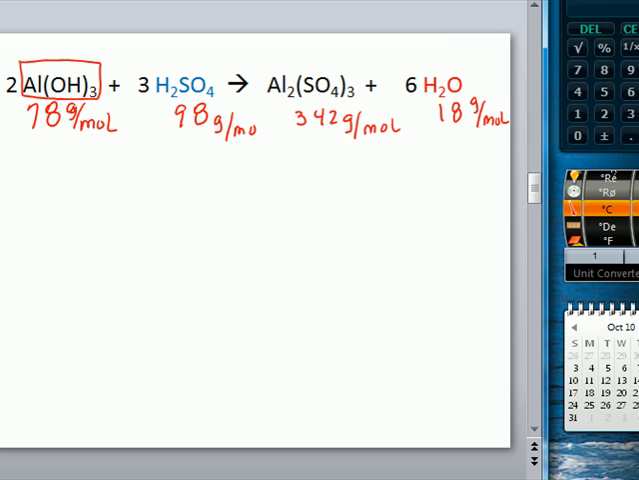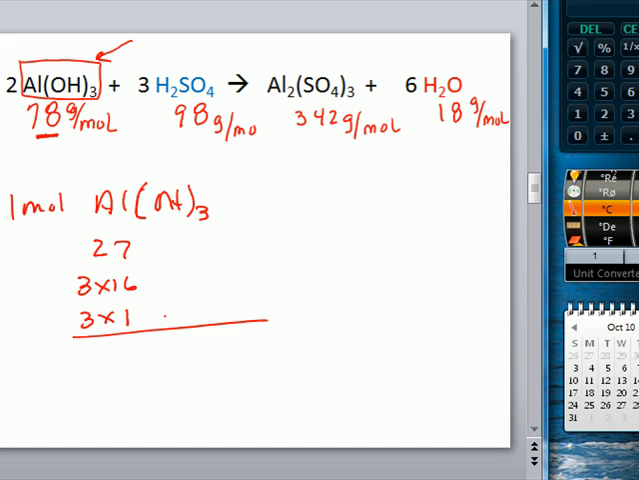Usually before you get started, you may want to know the molar masses of the compounds involved. I've previously calculated these, and notice this molar mass of 78 is the molar mass for 1 mole of aluminum hydroxide. Not for 2 moles, but for 1 mole of aluminum hydroxide. The molar mass of aluminum, and then 3 times the 16 and 3 times the 1. Adding that all up together, you should get something close to 78.